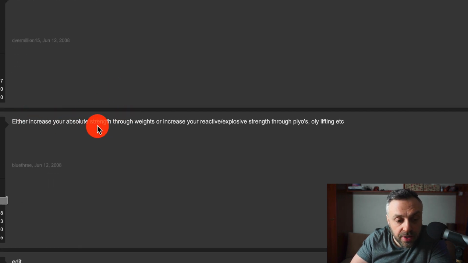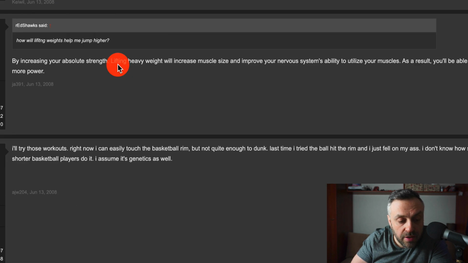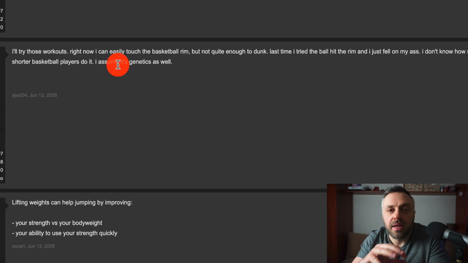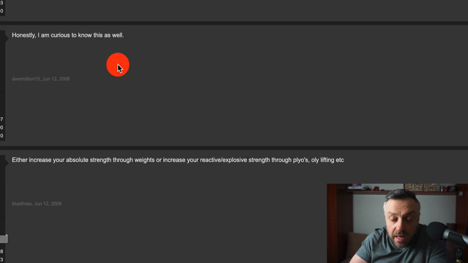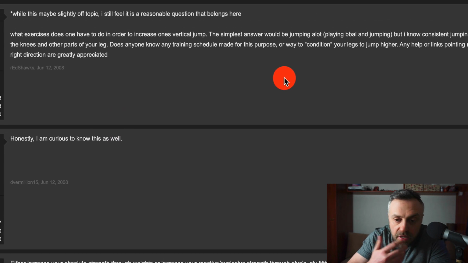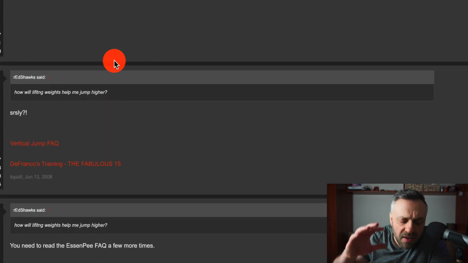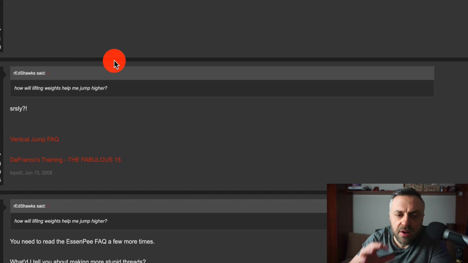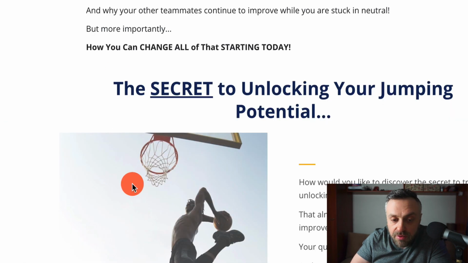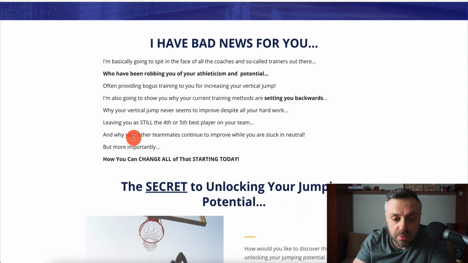And look at this one: either increase your absolute strength, etc., etc. How we're lifting. I'm YouTubing this right now, right? And you need to kind of get inside the community. Right now, I'm learning. I thought jumping a lot is a really good way to increase your vertical jump, but apparently it's not, because, according to this comment, it's going to be bad for your knees and other parts of your body. So this is extremely important, and you can learn a lot. You can learn a lot by reading a landing page. In fact, landing pages are a great source for information, because they've done all the work for you, right?